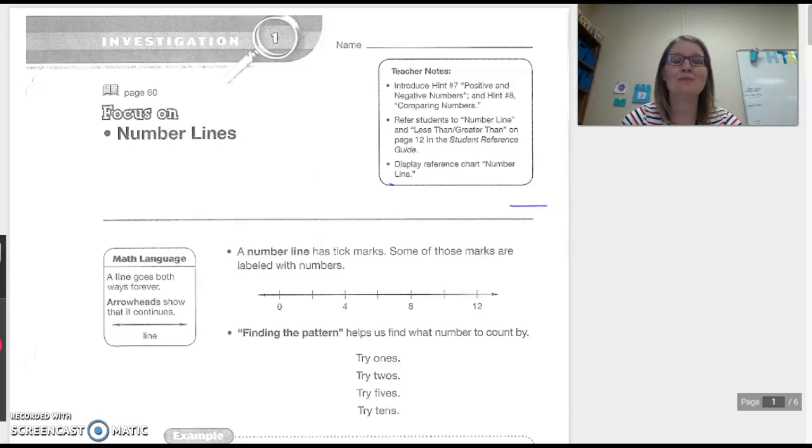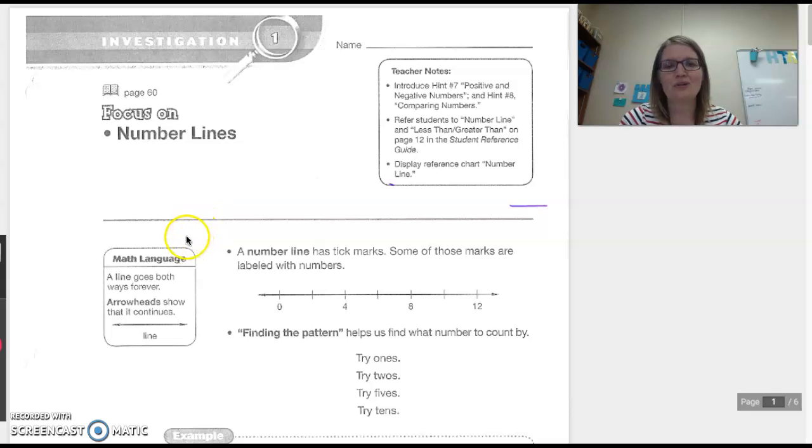We are talking about Investigation 1, which focuses on number lines. I love number lines because they give you a visual of how numbers relate to one another. We are going to be doing the investigation together, so you should have this worksheet, and get cozy. We're going to be working today.